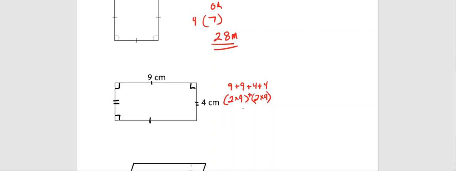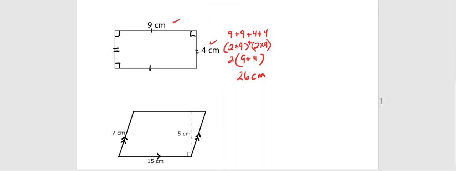The last way we can do it is simply to add the 9 and the 4, but that only takes care of 2 of the sides. And once we add those 2 together, we can double the result. In all cases, whether I add the 4 sides up, I double the 9, I double the 4, and add it together, or I add the 9 and the 4 and then double it, I'm going to get 26 centimeters.